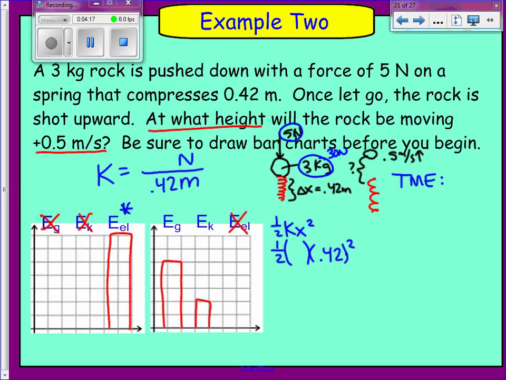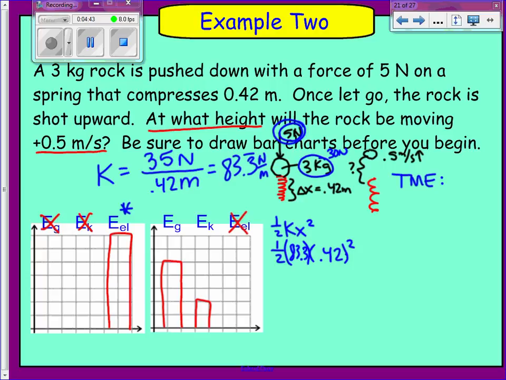So the 30 newtons of gravity force from the rock plus the additional 5 newtons of whatever's pushing gives me a total force of 35 newtons pushing down on the spring. If I take that force of 35 newtons and I divide it by the displacement of 0.42, we end up getting a spring constant of 83.3 repeating newtons per meter. So that's what I'm going to plug in here.